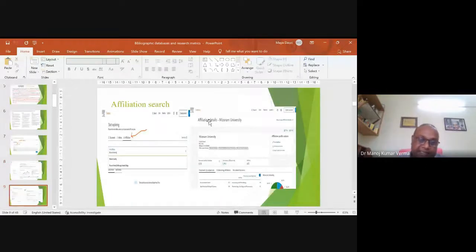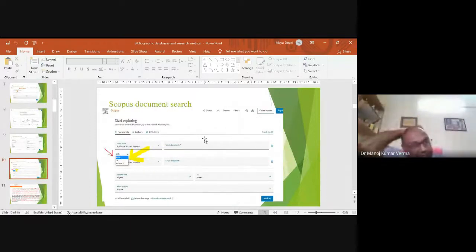Now, affiliation. Suppose you want to search Mizoram University, so you have to search at the affiliation. Then see, Mizoram University data will come. In the slide it is not visible much, but if you see total publications, then 2,131 documents under the name of Mizoram University were found, and 1,953 papers are there, and the H index of Mizoram University is 67. So this type of data we can search institution wise.